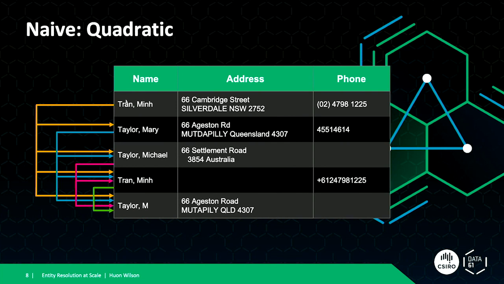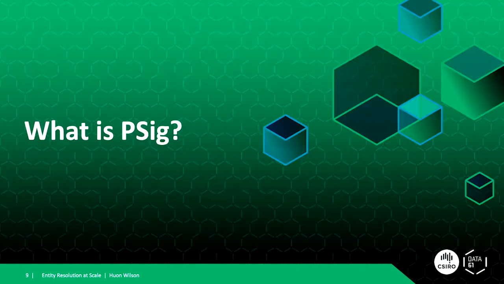However, as the title of the slide suggests, this naive approach scales quadratically. For 100 records, we have to do 5,000 comparisons. For 1 million records, we have to do 500 billion comparisons. This is not scalable.